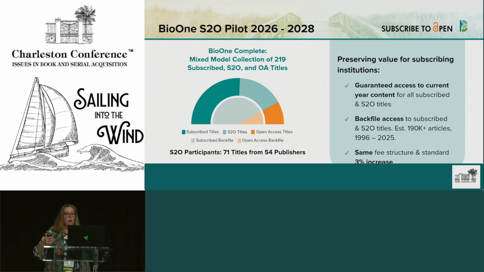So for us and our S2O offer, the exclusive benefits include subscriber-only access to our entire back file, which is over 190,000 articles, and current contents of the non-S2O, the subscription-only titles. So it's a very strong subscriber benefit, even while hopefully we'll be able to open current year content for 71 titles.